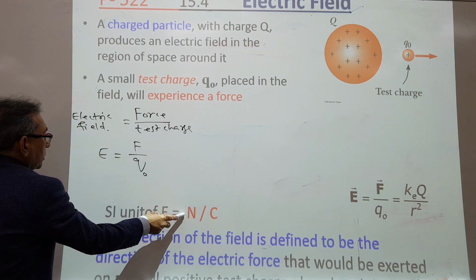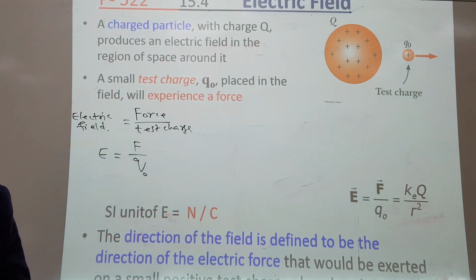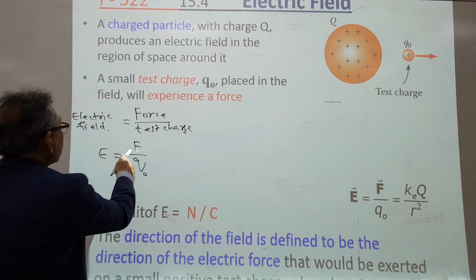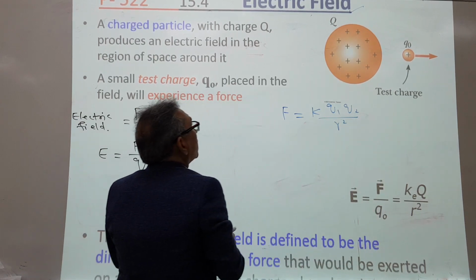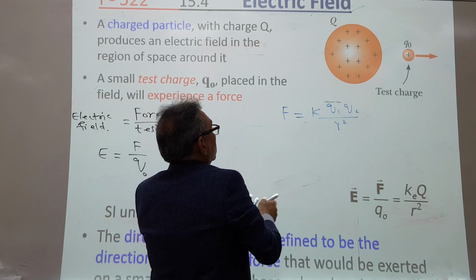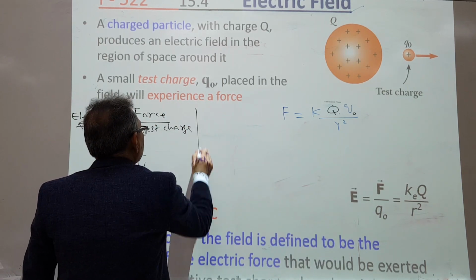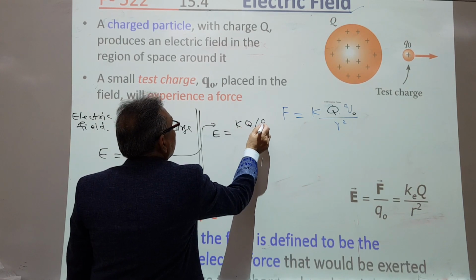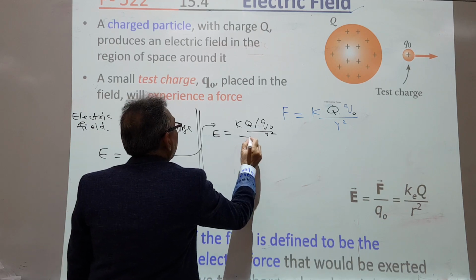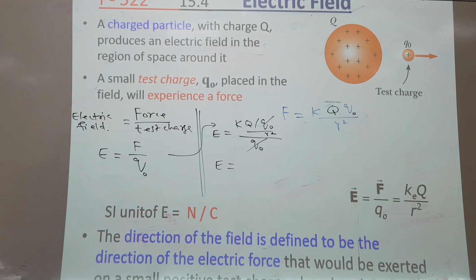F is the force in Newton. Q is the charge in Coulomb. So the unit of E is Newton per Coulomb. Right. Now, what is force F? Force F is given by Coulomb's law, K Q1 Q2 over R squared. Now you have these two charges, Q and Q0. Right? If I use this rule again, force is K Q Q0 over R squared, divided by Q0. Q0 goes with Q0, so you get electric field E is equal to K Q over R squared.